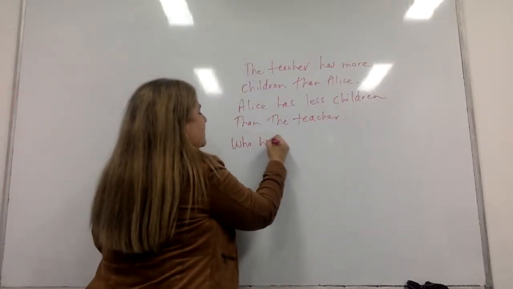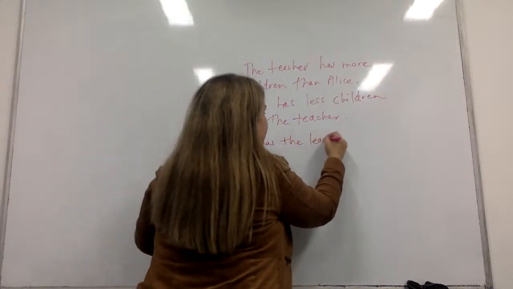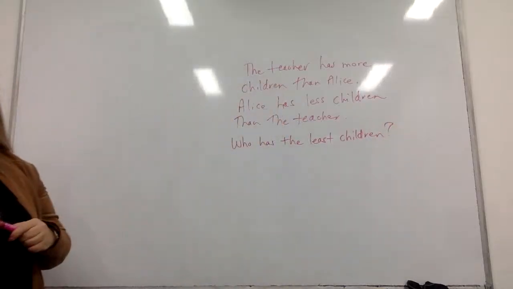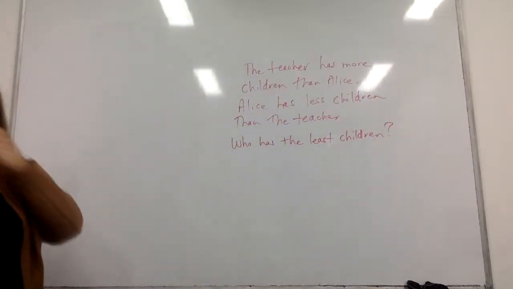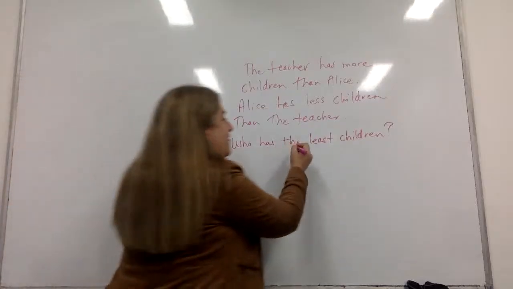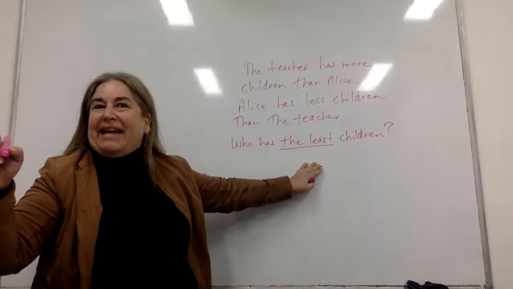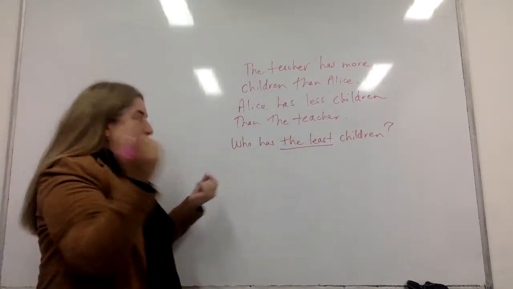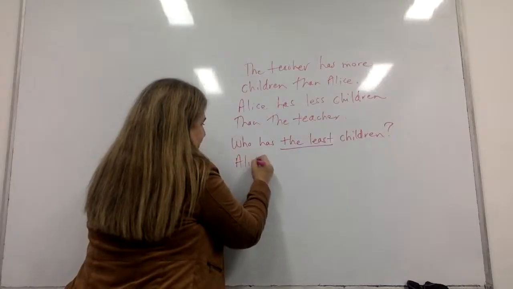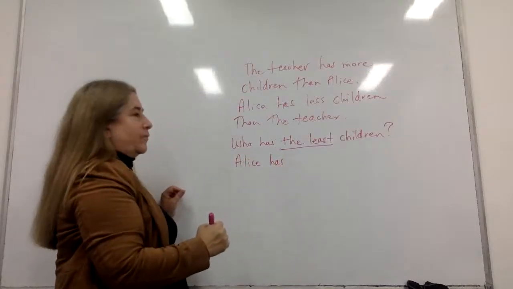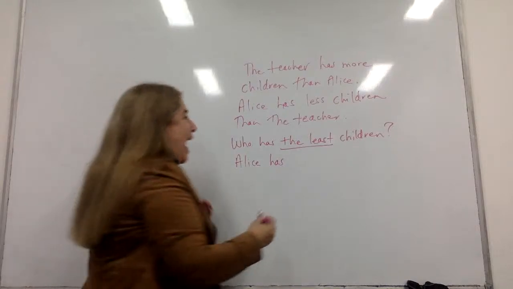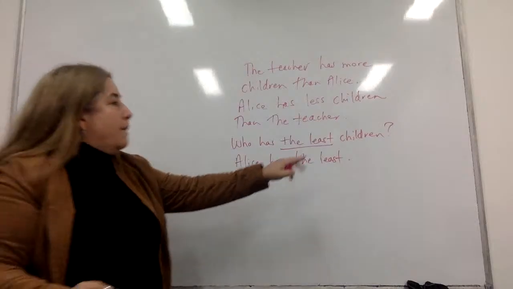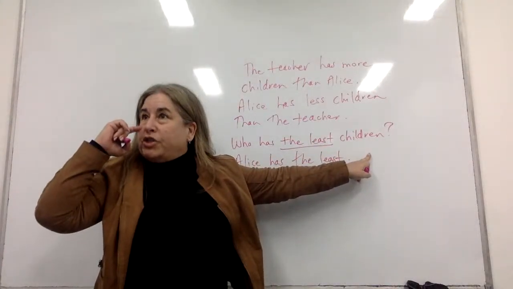Now, question. Who has the least children? We can say less. So you see, this is the least. This is the superlative. It comes from less. So who has the least children? In this case, the answer is Alice. Has the least. And I don't need to say children again because we've already mentioned it in the question.